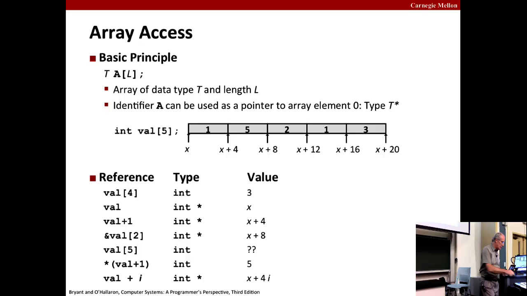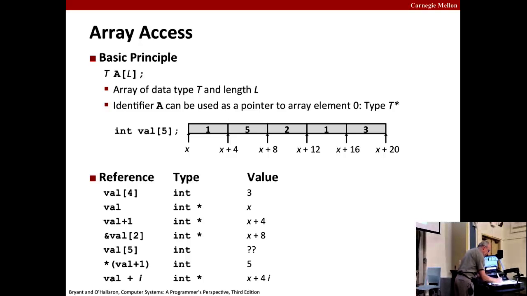Let me just give you an example. If you had something like char star p as a declaration, and you said p is equal to some string s, and then you say p++, so you're incrementing that pointer. In this case, you're incrementing it by 1 because the underlying data type is a char.